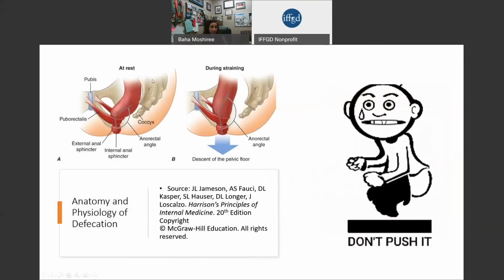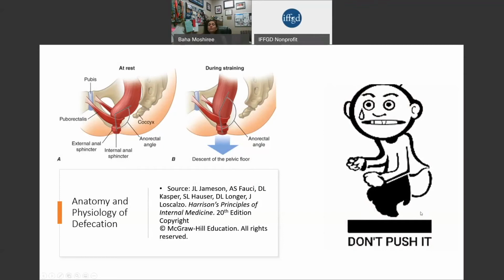So here we have the picture of the coccyx bone and the back, and the rectum is depicted here with this angle. In normal physiology, when the patient is straining to have a bowel movement, that angle needs to straighten up more during that straining. And as the angle of the rectum straightens, the puborectalis muscle relaxes, and that allows stool to pass.